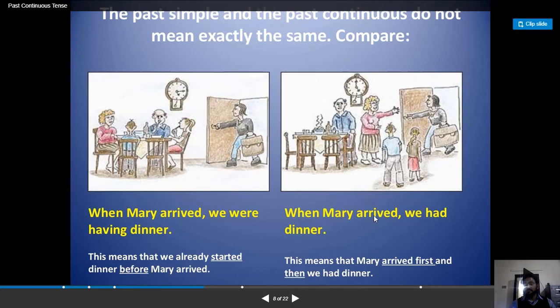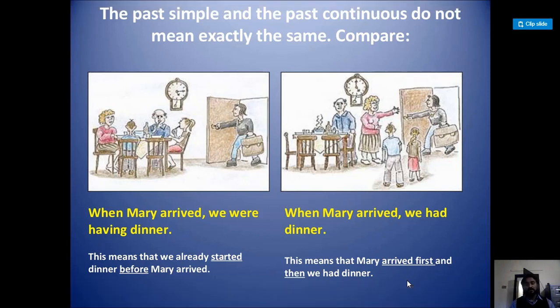When Mary arrived, here you can see, this means that Mary arrived first. We had dinner, and then we had dinner together. So this is the difference between the two, and you must know about the difference between the past simple and the past continuous, and it can give different meaning. So we must be conscious about the usage of tense.